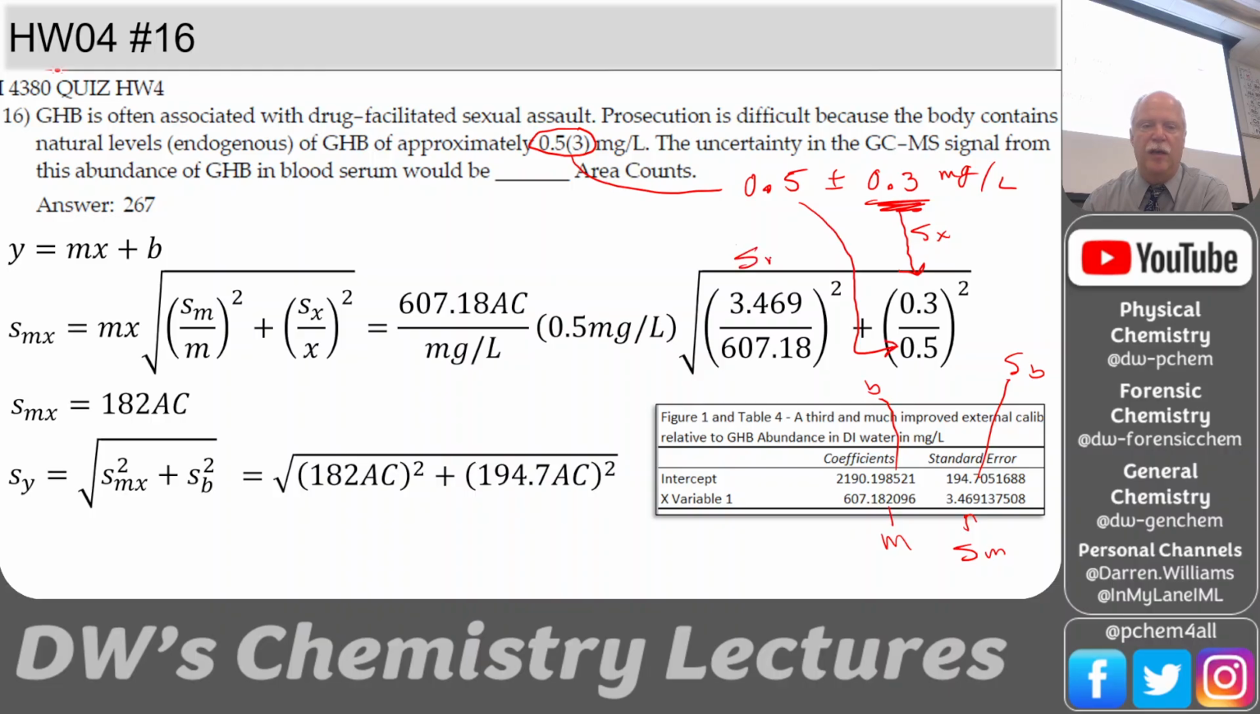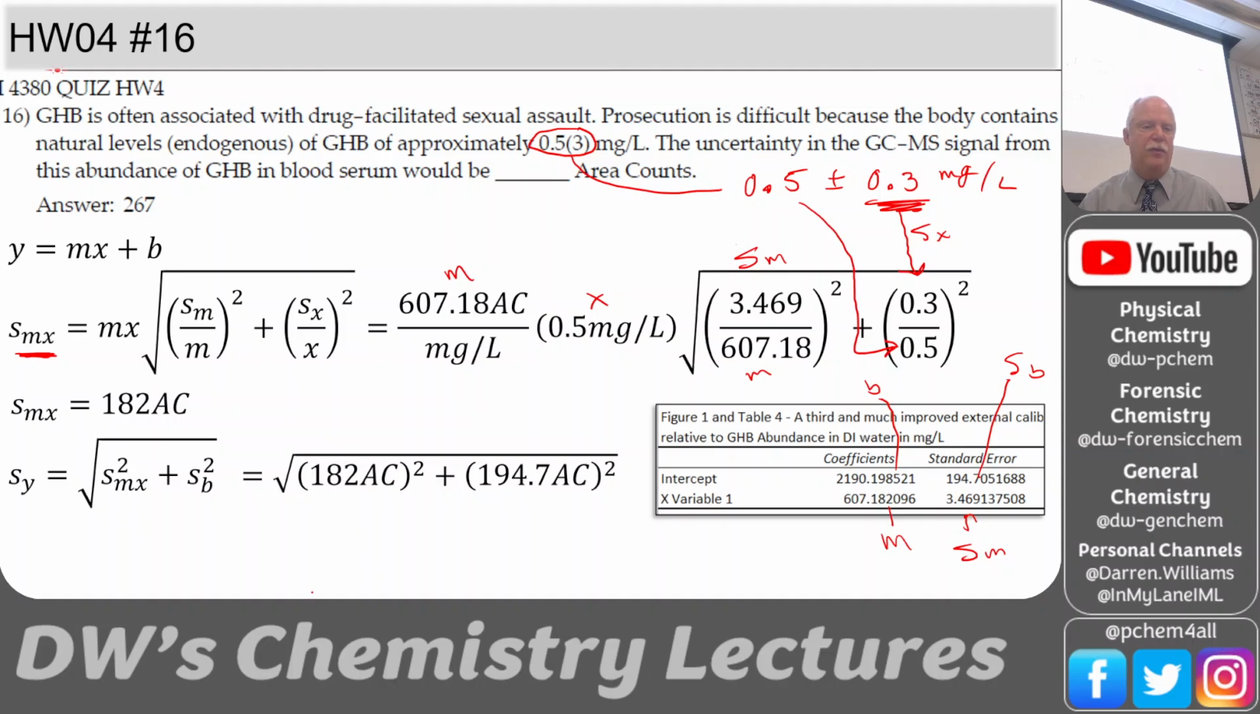And we got our SM over M. We take those ratios, those are the relative standard deviations, we square them, add them, take the square root, and then we multiply by M and X. And we get our S for the product of MX. So that's the uncertainty for that first piece. Here's our value, 182.